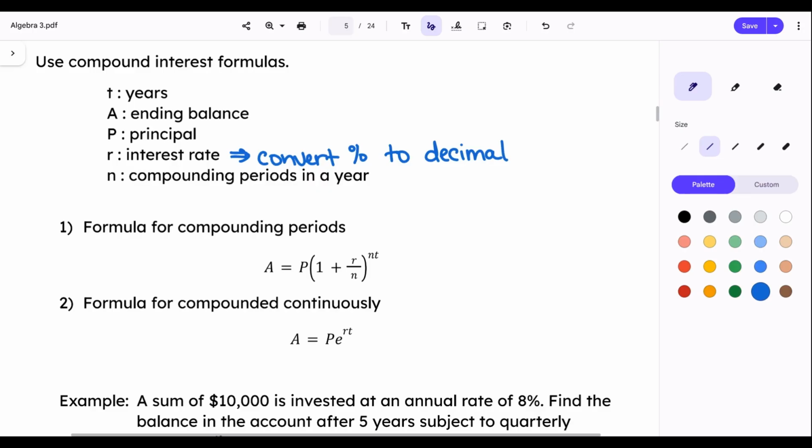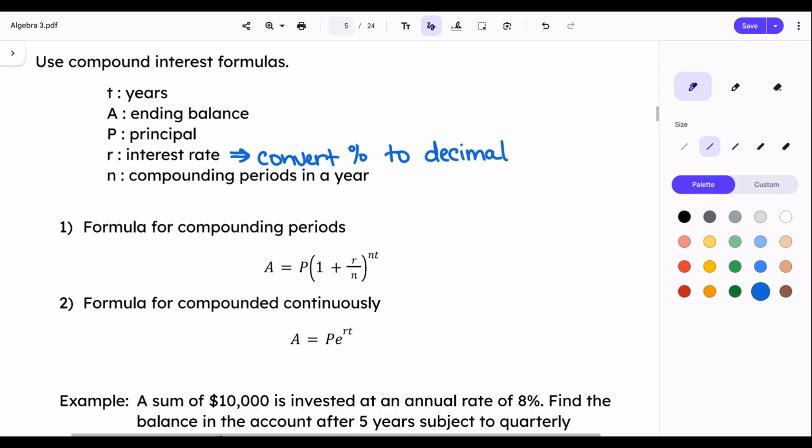Okay, n is then going to be representing compounding periods in a year. So how many times in a single year did it get compounded? So if they say annually, semi-annually, quarterly, those kinds of things would tell you how many different times it was done. All right, so there are two different formulas that we can use. One of them is for compounding periods, and one of them is compounded continuously. So they are a little bit different.